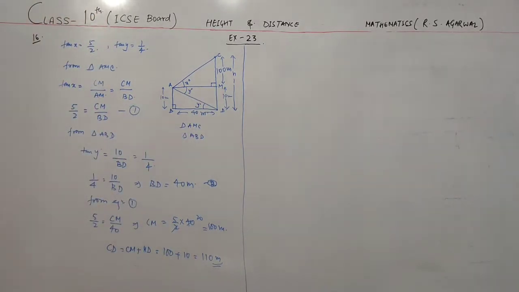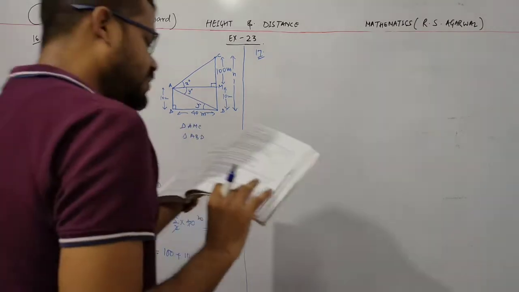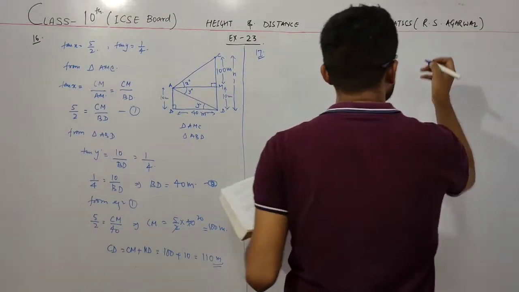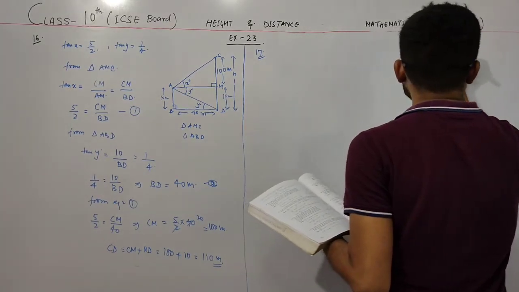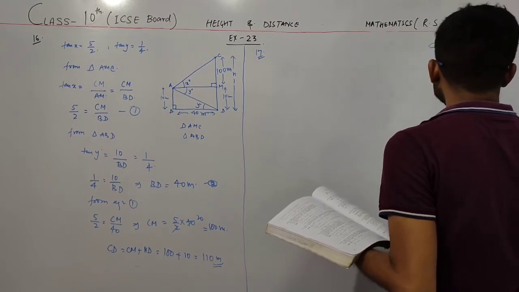Note this down in your notebook and then we will solve question number 17. Question number 17 is: an aeroplane at an altitude of 900 meter. Here is the aeroplane at an altitude of 900 meter. This is 900 meter.